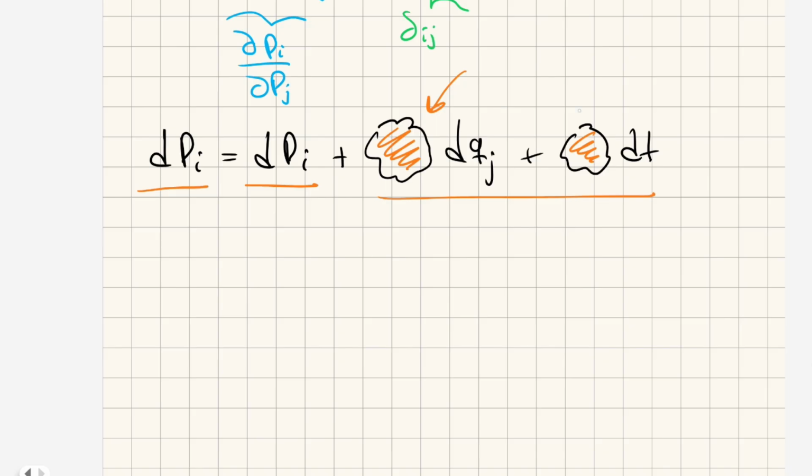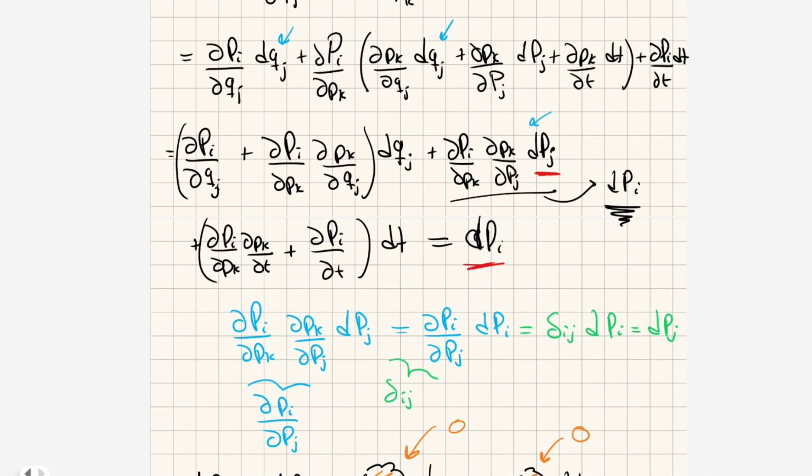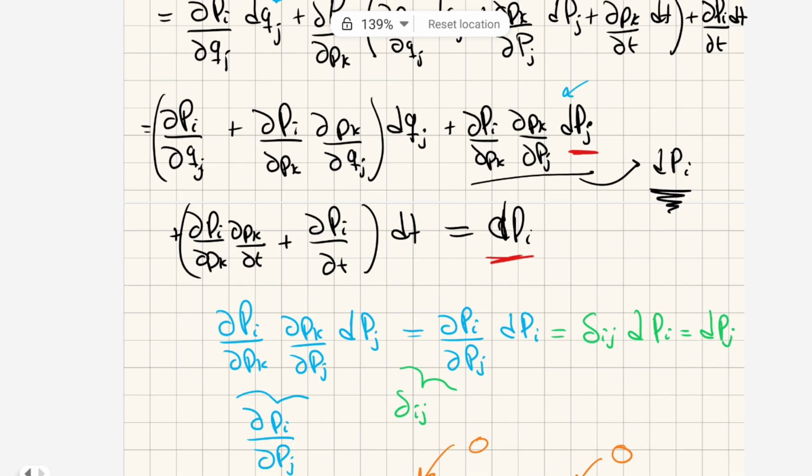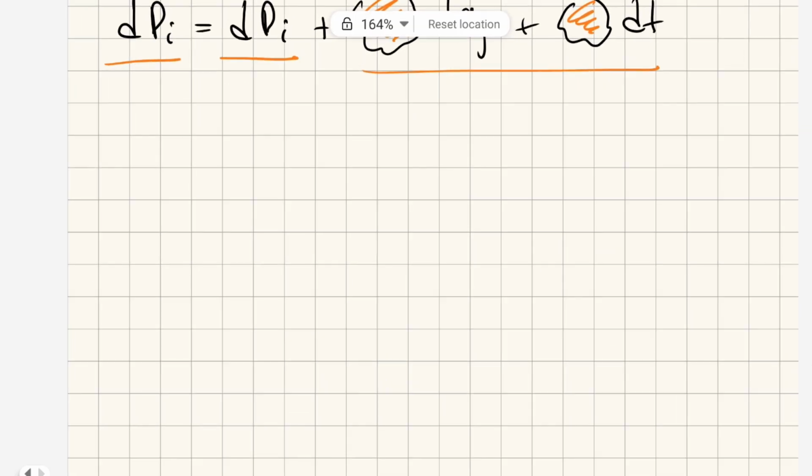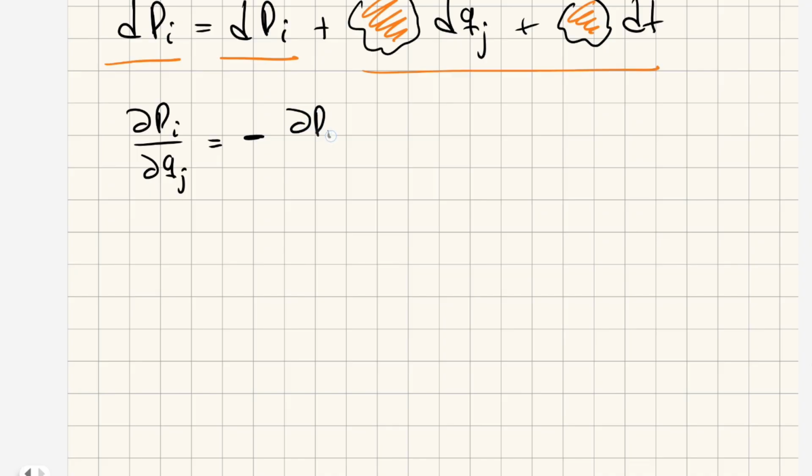So the thing here is that this element and this element should be 0. That is the important thing. Okay? So that means that this quantity is equal to 0 and this quantity is equal to 0, right? So I'm going to write these results in this position of the page. That is, the partial of capital Pi with respect to qj is equal to negative the partial of capital Pi with respect to little pk, and the partial of little pk with respect to qj. This is the first result.